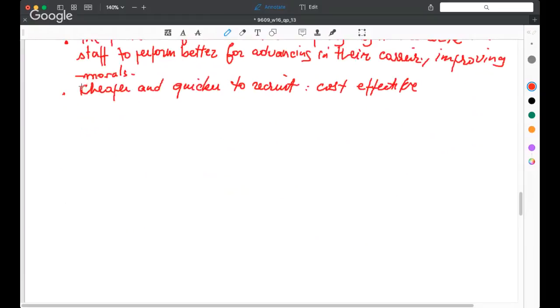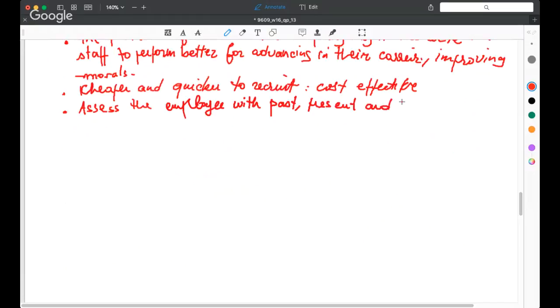So if you recruit someone from your company, it means that you can assess this employee, not new, because he was already there, with past, present, and future performance. Okay.